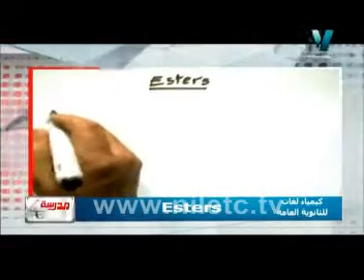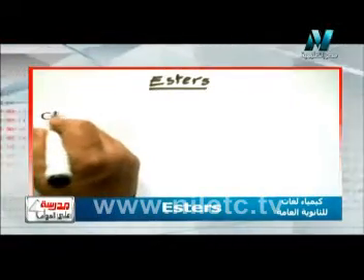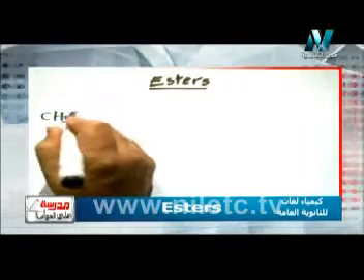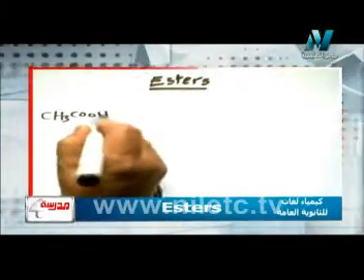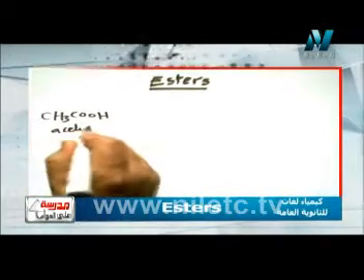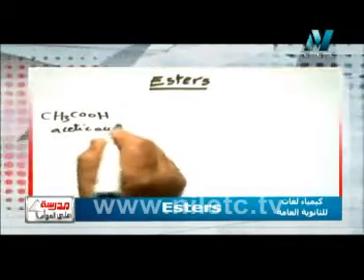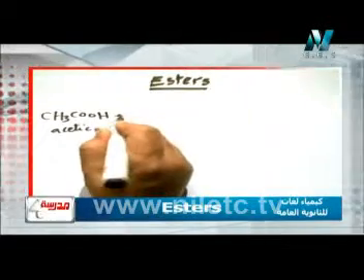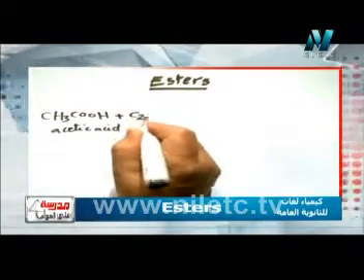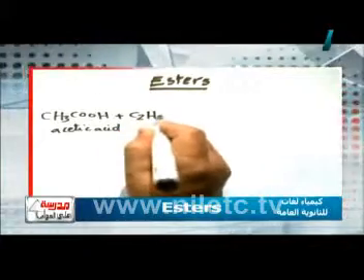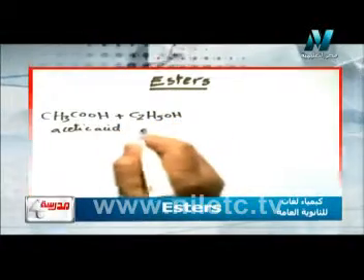Now, let's say again the reaction of ester formation, or esterification, which is the reaction between carboxylic acid and alcohol. This reaction will be as follows: CH3COOH, which is acetic acid, reacts with ethyl alcohol, or ethanol, C2H5OH.